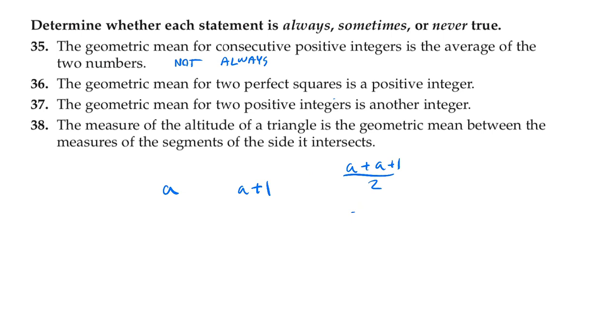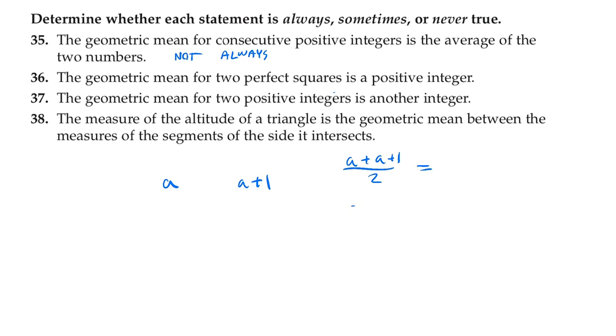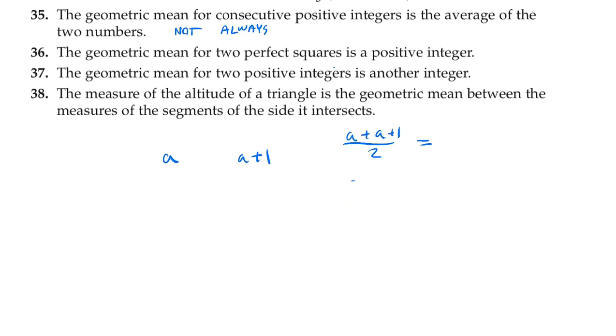So that is the same as, and remember how you solve for the geometric mean, right? If we go like a is to x as x is to a plus 1, and we solve, we get x squared equals a times a plus 1. And then we go square root, so x equals square root of a times a plus 1.